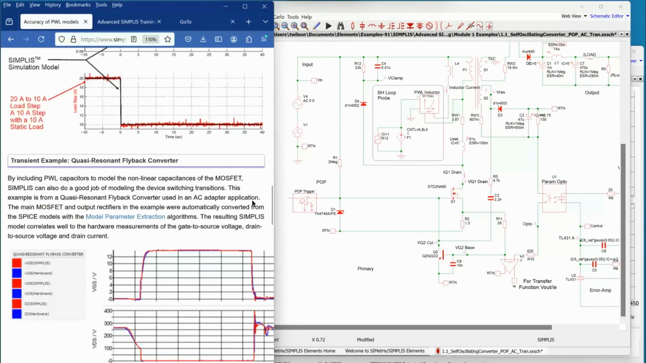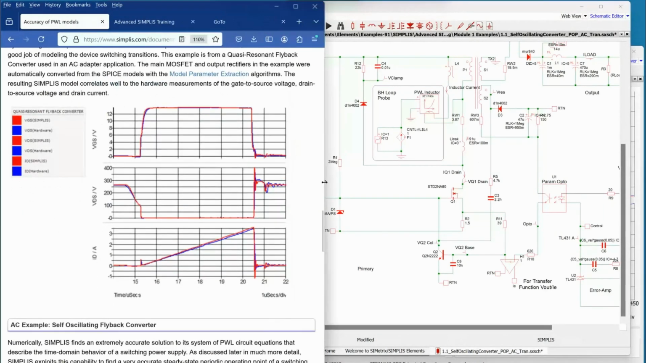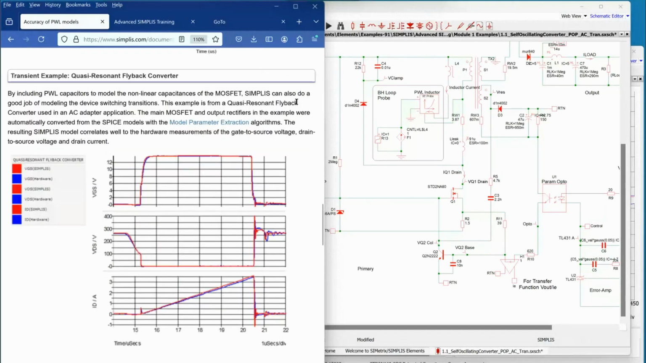In this next example, we're looking at the waveforms of the main power MOSFET switching in a quasi-resonant, valley switching flyback used in an AC adapter application. Here you can see the input voltage looks like we're at low line, 270 volts. You can see we turn on at the valley portion. Here's the drain to source voltage, the gate to source voltage, and the drain current.